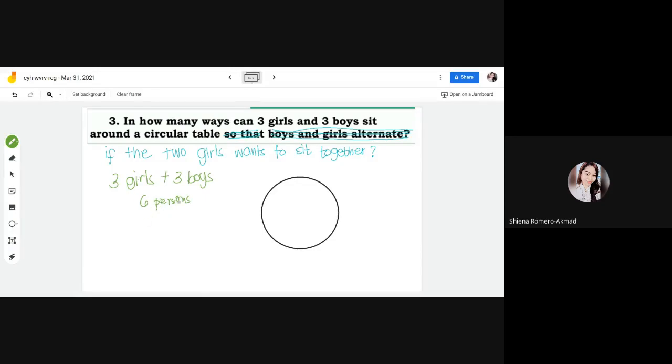We are going to arrange 6 persons in the table. But remember that there are 2 girls who want to sit together. And because they want to sit together, we will consider them as 1. When we consider them as 1, we no longer have 3 girls. Instead, our count is now 2 girls and 3 boys. Why 2 girls?